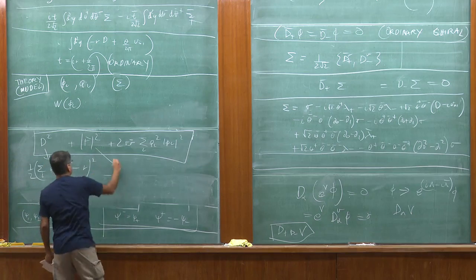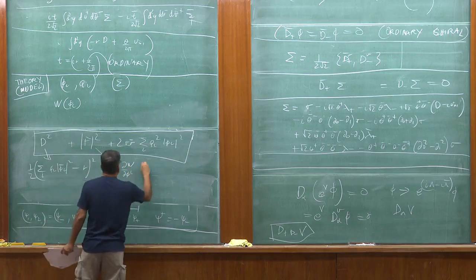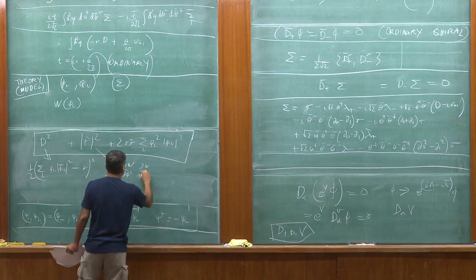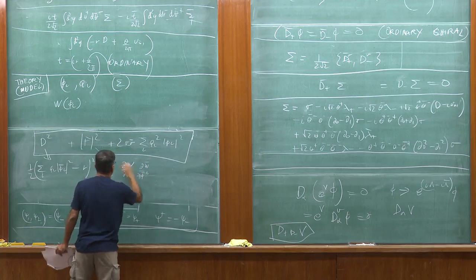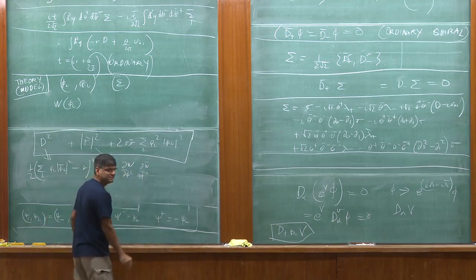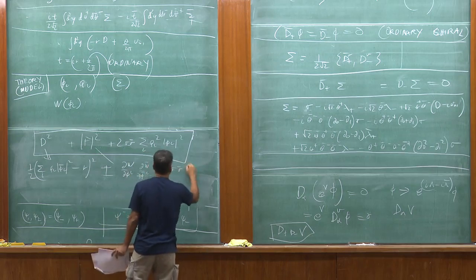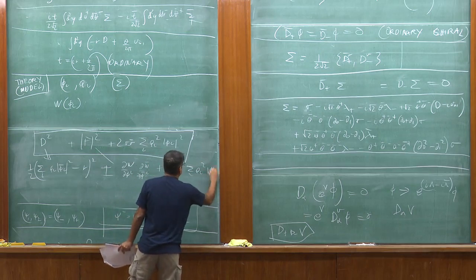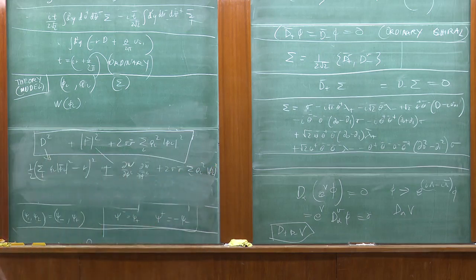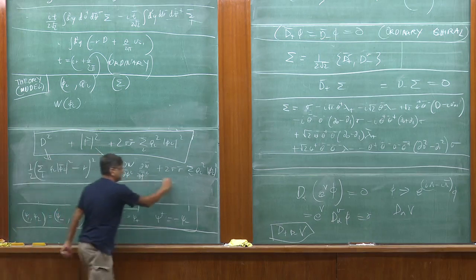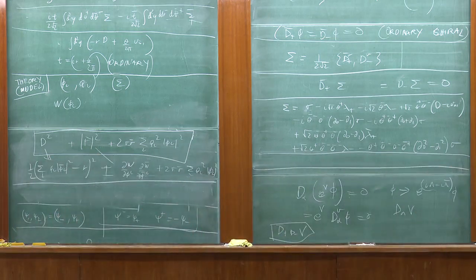What is the F term? The F term is just del W by del phi I, and del W bar by del phi bar I, and then plus 2 sigma sigma bar, sum over I of qi squared mod phi I squared. Great. This is our Lagrangian, this is our potential, and we're going to discuss it in a minute. Before we turn to discussing the vacua of this theory, which is where we're going, let me take a minute to discuss the symmetries of the theory.